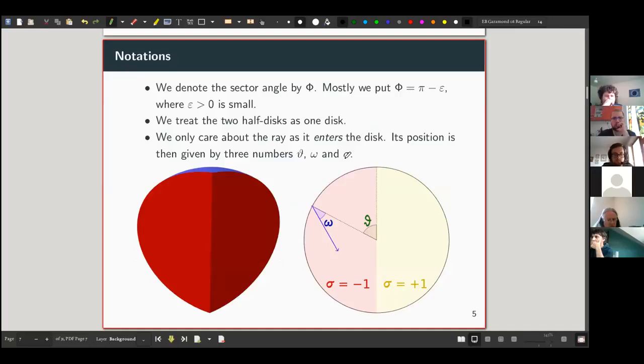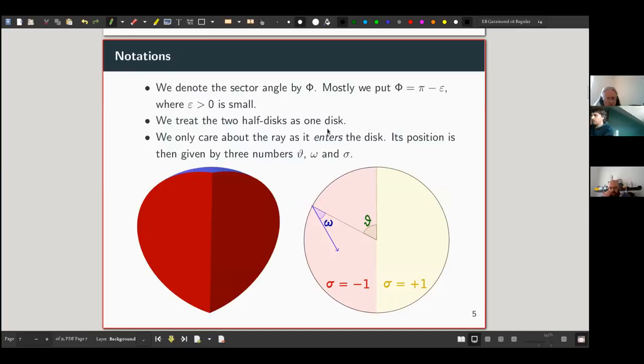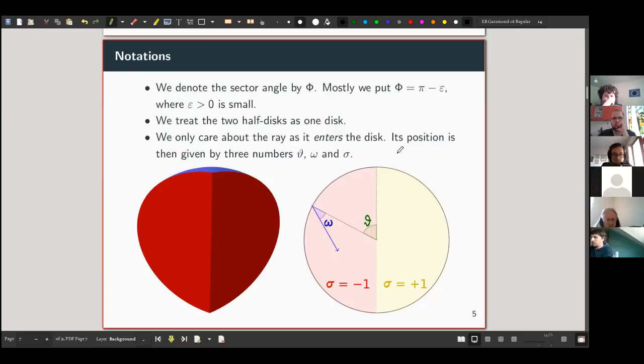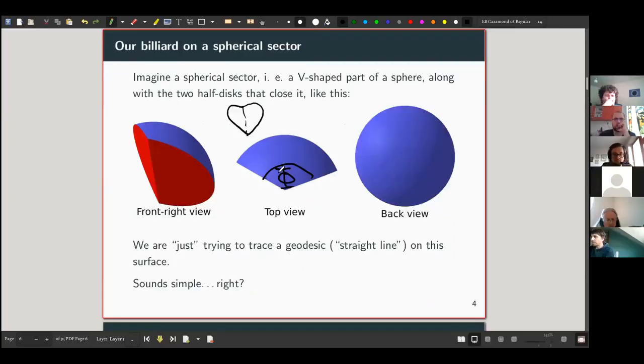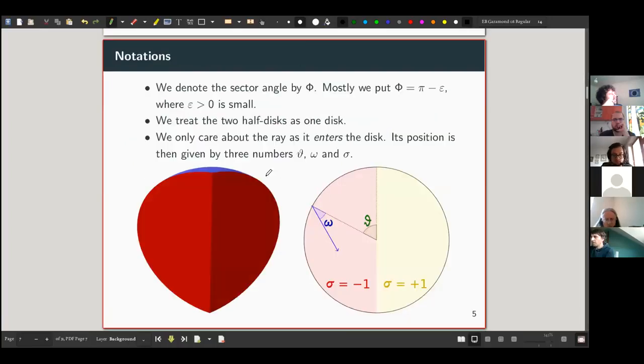But before we show something more, we should really make some order in our notations. So I've already denoted the sector angle by capital phi in here. But since, as the title of the talk already suggests, we are trying to explain mostly almost hemispherical surfaces, we put phi equals pi minus epsilon, where epsilon is something positive but quite small. And now we can introduce some coordinates on it.